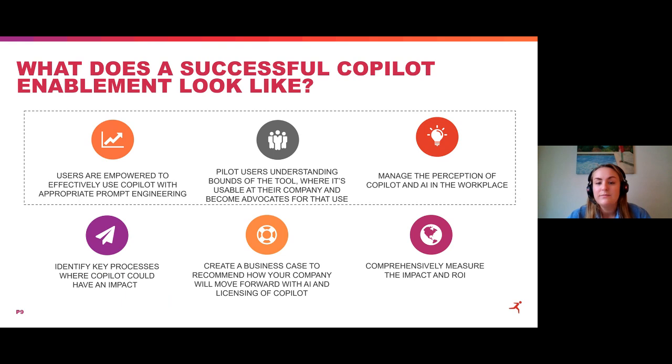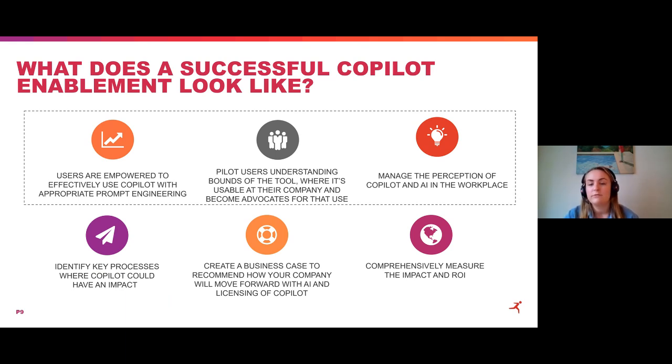If we look over to the left-hand side, the second is around prompt engineering, which I'll come back to in a moment. Users are empowered to use Copilot effectively due to the prompts that they give Copilot in the first place. And the third is that we want to manage the perception of Copilot and AI in the workplace. We all know that we use AI in our everyday lives. People might have Alexa or a bot in their home. We're using it on our mobile devices, and people are starting to use ChatGPT in their personal life. So we know that AI is out there in many guises. How do we manage this perception in the workplace so that people don't feel concerned about job security, and understand it's an enabler for them to be more innovative and creative?